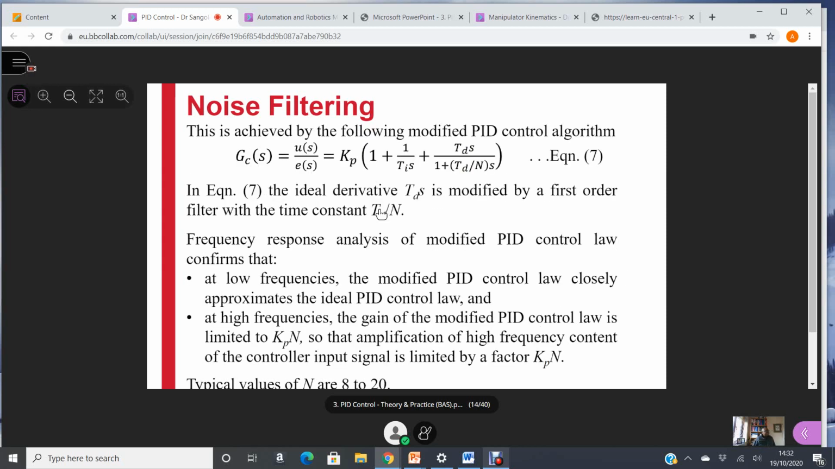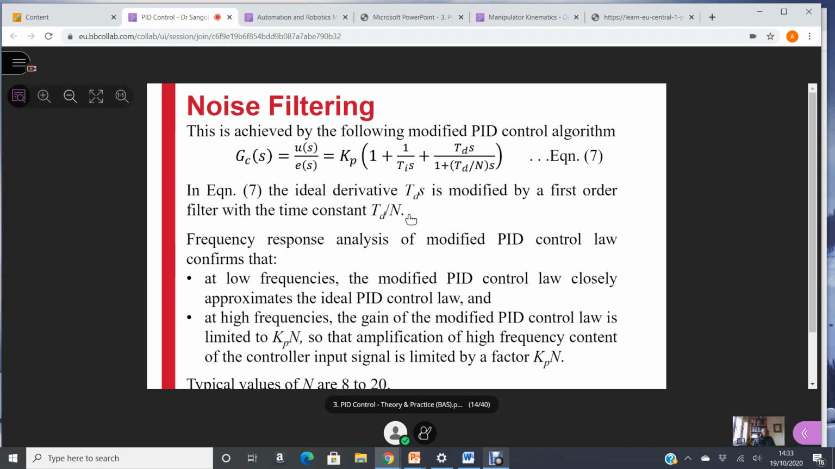Remember you had Kp times (1 plus 1 over TI s), and it will have just been plus TD s. But we modify that ideal PID algorithm by multiplying TD s by 1 over (1 plus TD over N, times s). So we use a first order filter. That's a first order filter used to multiply TD s, and the time constant of that first order filter is TD divided by N. N we will usually take anywhere between 8 and 20.